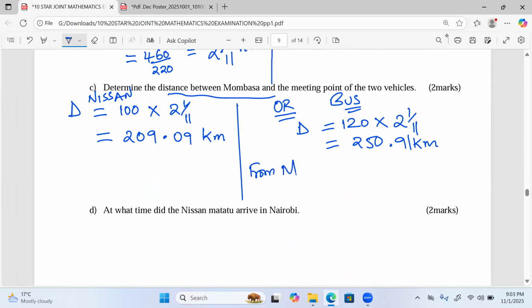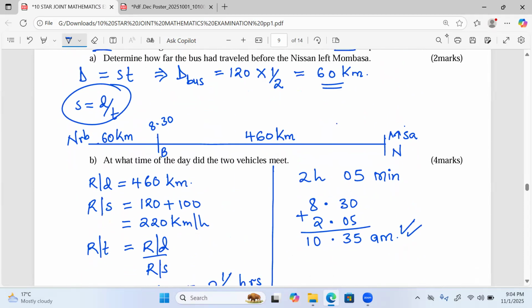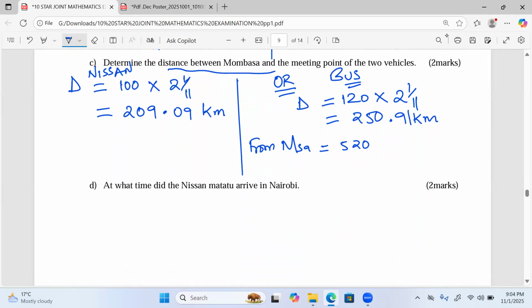Let's go directly to Mombasa. So from Mombasa, we shall have the total of 520. They said a total of 520. So 520 minus the vehicle from Nairobi covered 60. And for them to meet, it's again covering 250.91.